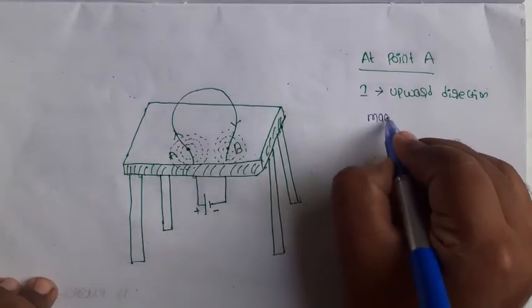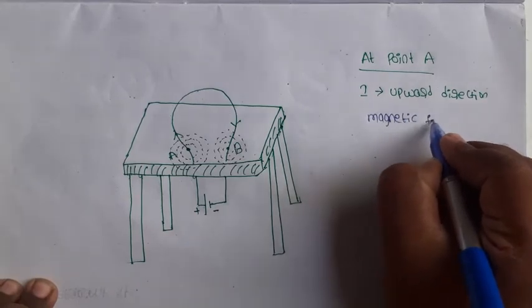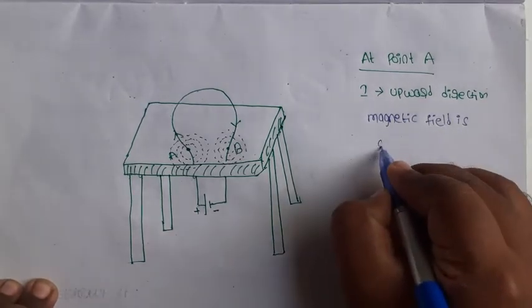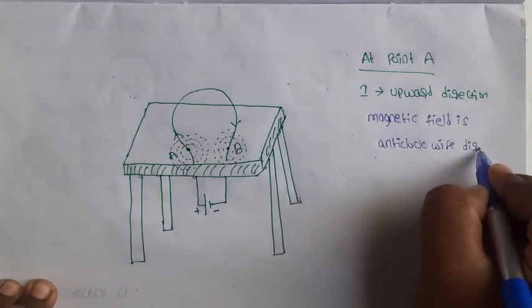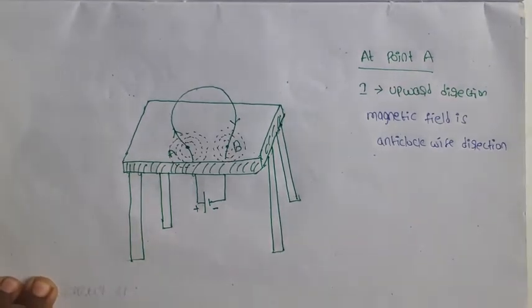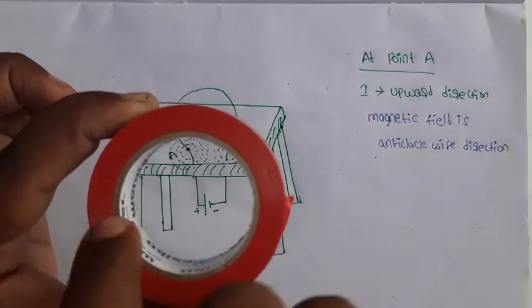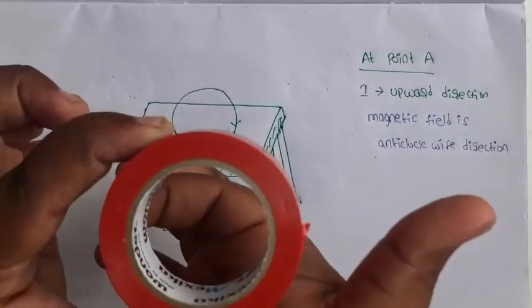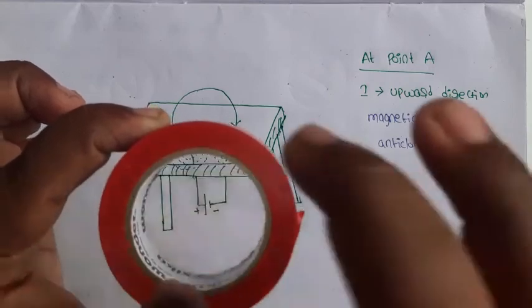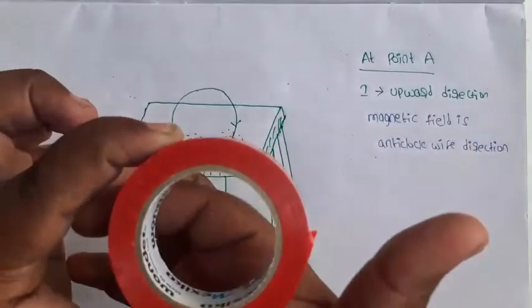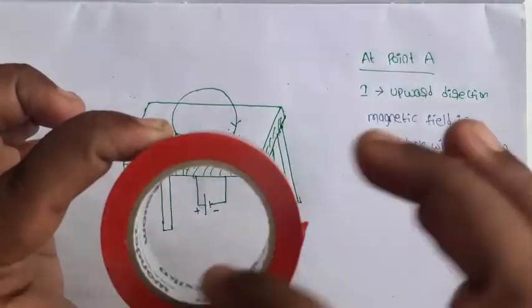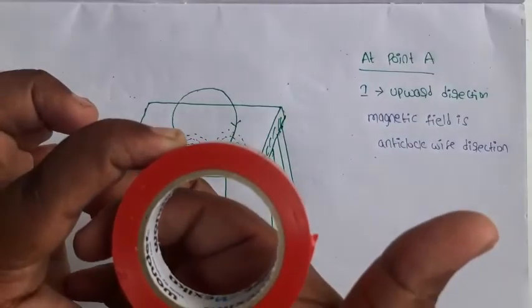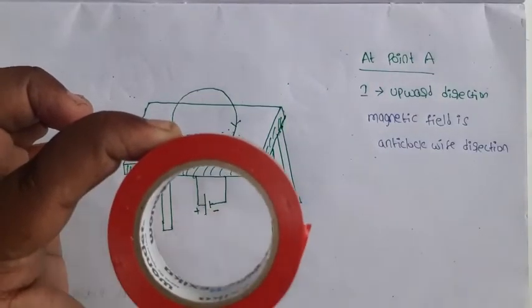So the magnetic field is in the anti-clockwise direction. Anti-clockwise means the magnetic field lines first enter into the loop and then come out of the loop. First of all, entering into the loop, and after that coming out of the loop. This is the direction of the magnetic field lines: inside the loop, and after that going out outside of the loop.